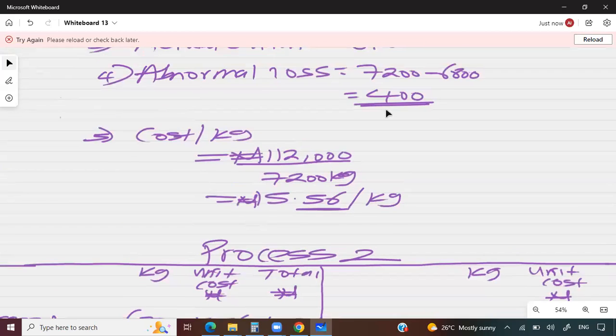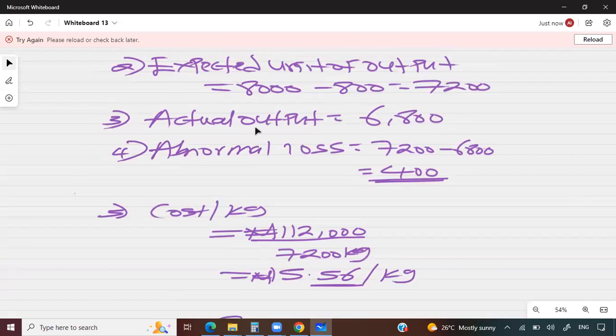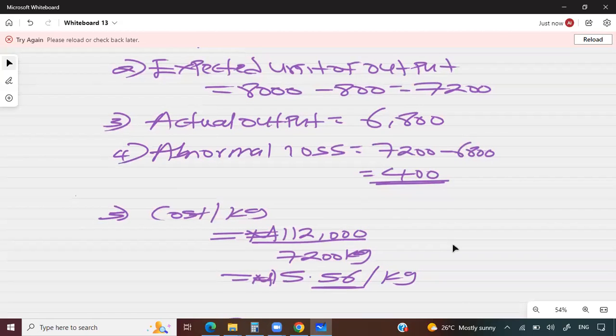So what we just need to do is this: what we are expecting to be successful is 7,200 kg, and the total cost is 112. So the total cost divided by our expected output will give us the unit price of each of the products in each process. This is the total cost, 112. This is what we are expecting.